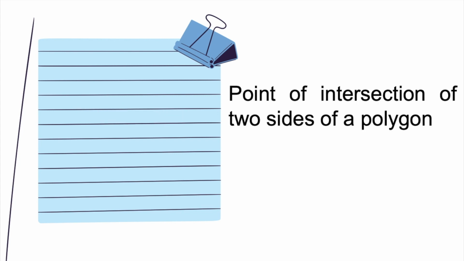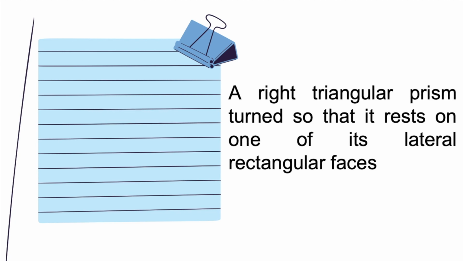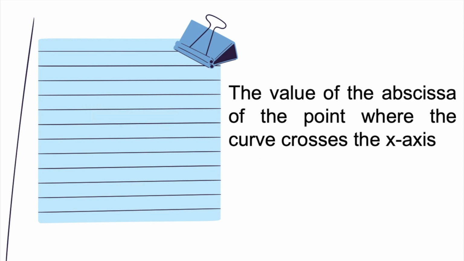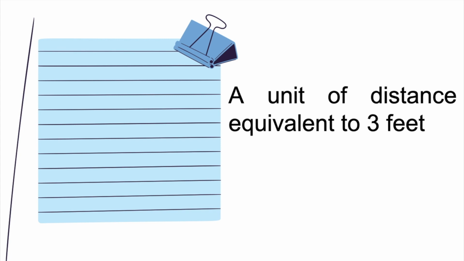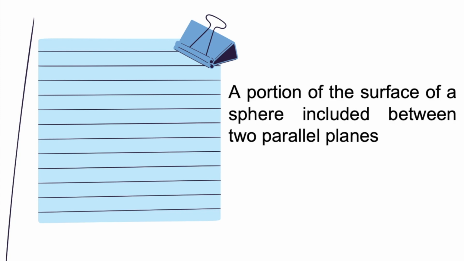Point of intersection of two sides of a polygon. Vertex. A right triangular prism turned so that it rests on one of its lateral rectangular faces. Wedge. The value of the abscissa of the point where the curve crosses the x-axis. X-intercept. A unit of distance equivalent to 3 feet. Yard. A portion of the surface of a sphere included between two parallel planes. Zone.